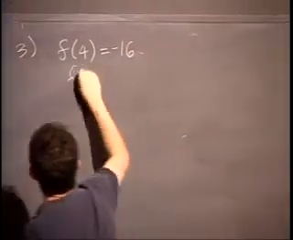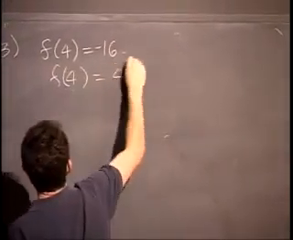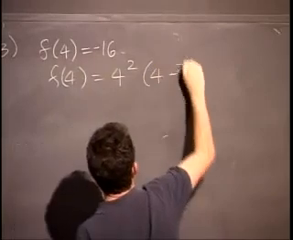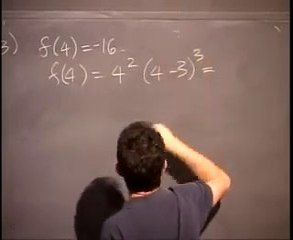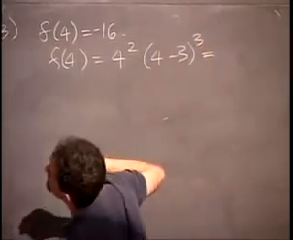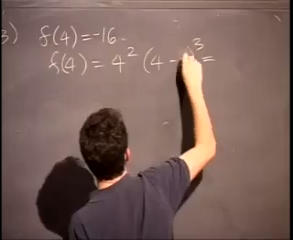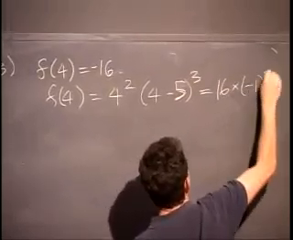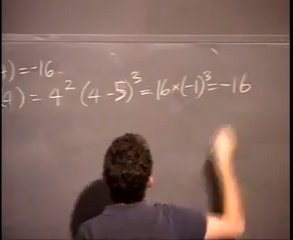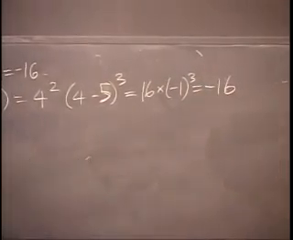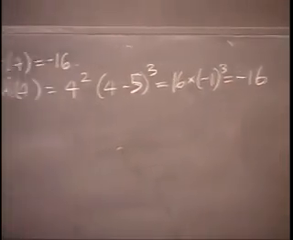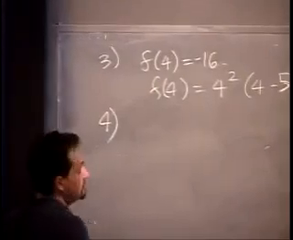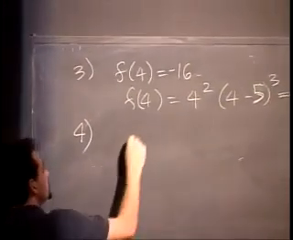Well, f of 4 is 4 squared times 4 minus 3 all cubed. Is that right? 4 minus 5 all cubed. I keep putting a 3 there. So that's 16 times minus 1 all cubed, minus 16. Okay, that was sort of a walk in the park, but of course I'm setting up 4 where we want to find the derivative of f inverse at 16.